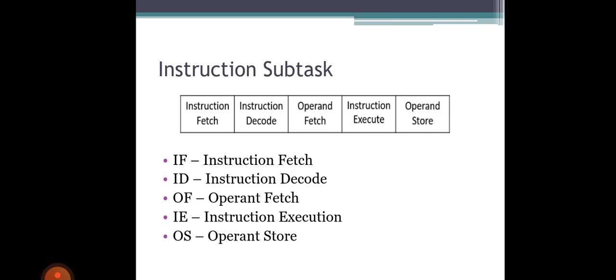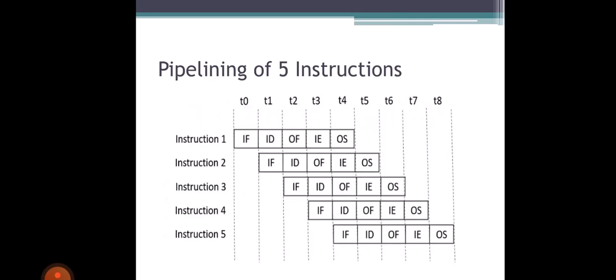Now, understanding the division of the instruction into subtasks, let us understand how n instructions in a process are pipelined. Look at the figure. There are 5 instructions pipelined. The first instruction gets completed in 5 clock cycles. After the completion of the first instruction, in every new clock cycle, a new instruction completes its execution.